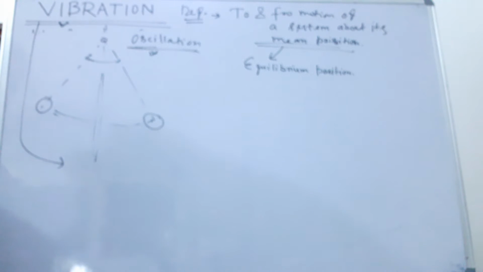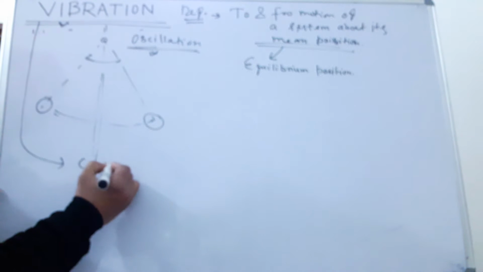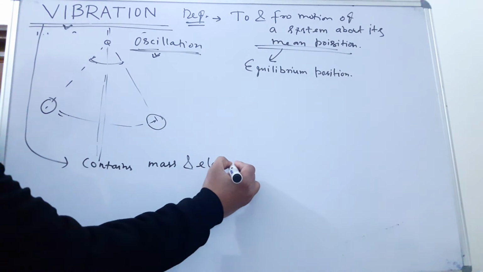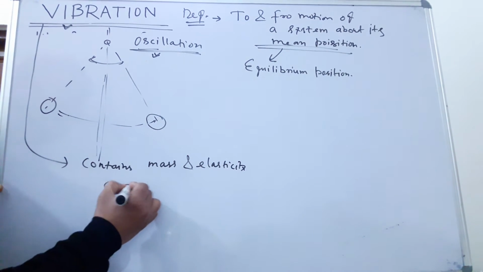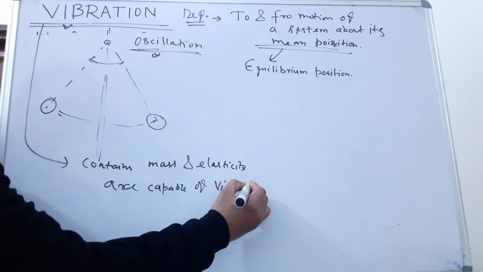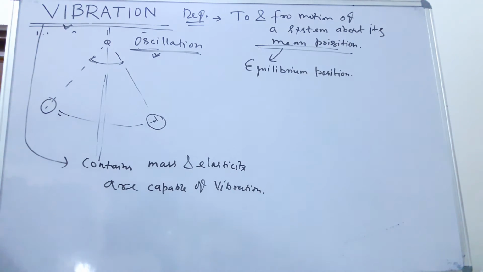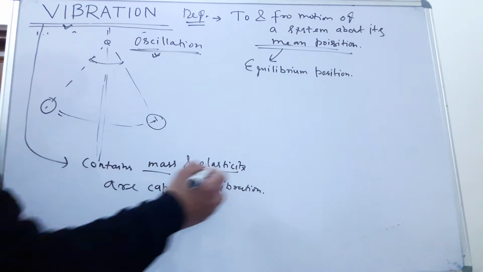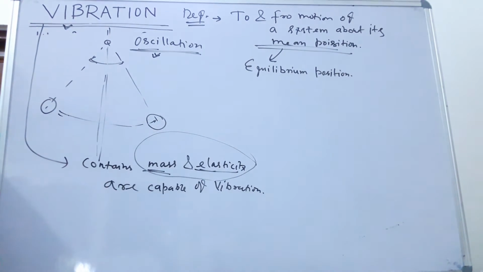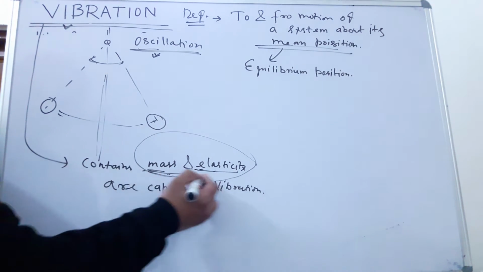We say that anything in the world which contains mass and elasticity is capable of vibration. Any system which has these two properties, and mass and elasticity are inherently present in any system. So generally we say invariably everything in the world vibrates. Why does it vibrate? Because it contains mass and elasticity.